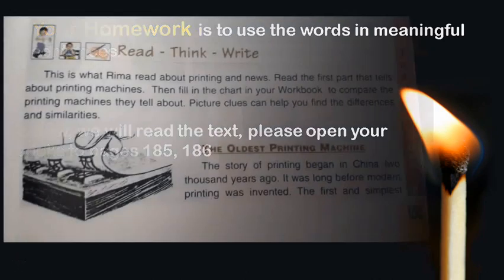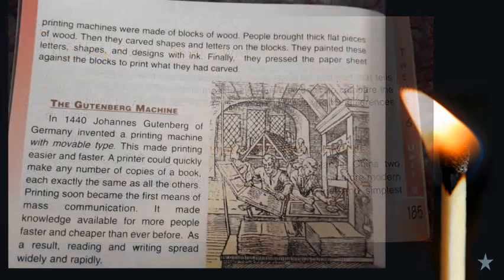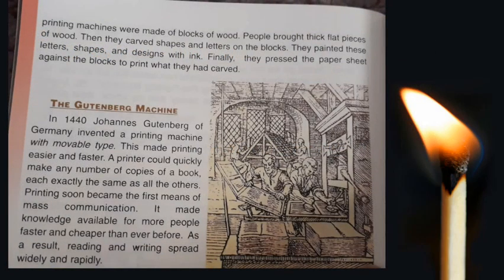Now we will read the text, so please open your books and follow along with me. The oldest printing machine. Look at this picture. This is the oldest printing machine, okay? Oldest is a superlative form, okay? The story of printing began in China 2000 years ago. It was long before modern printing was invented. The first and simplest printing machines were made of blocks of wood.